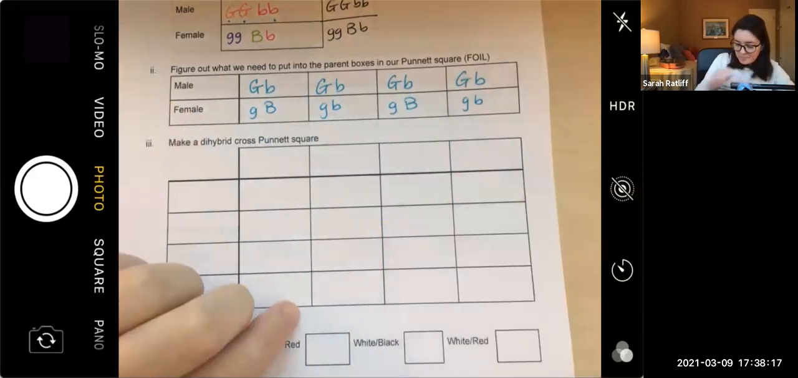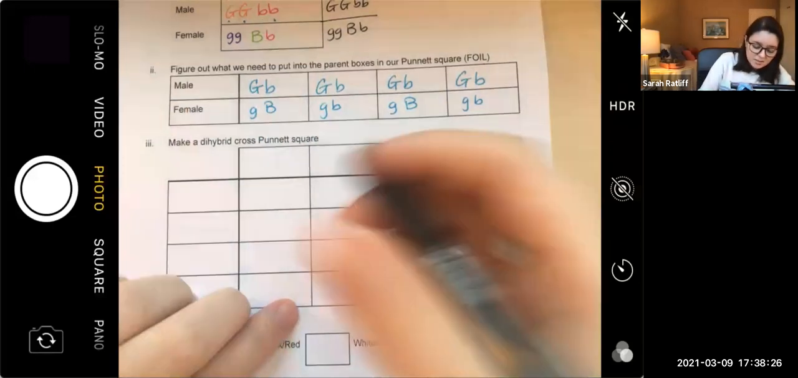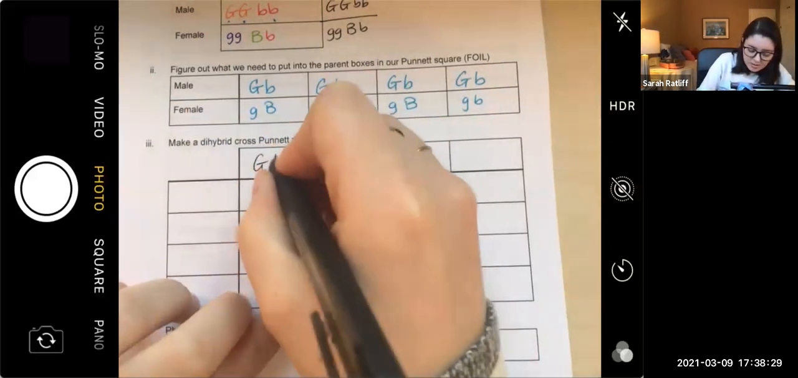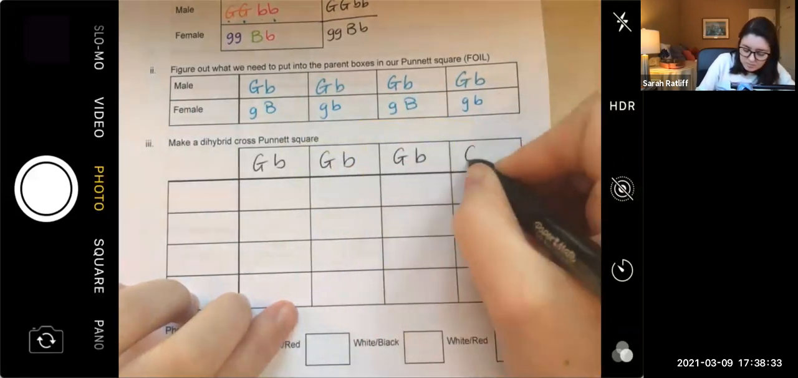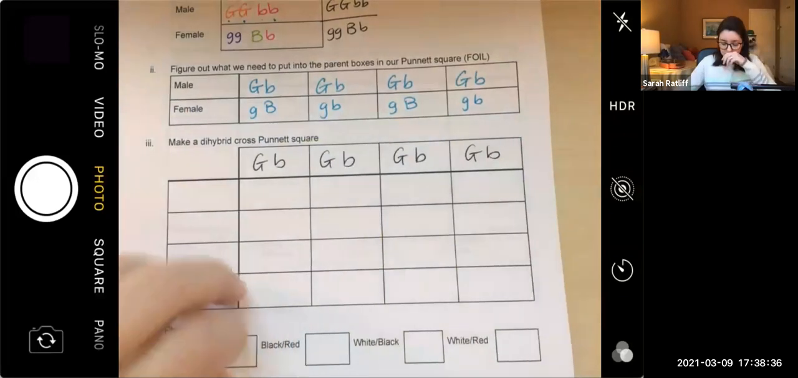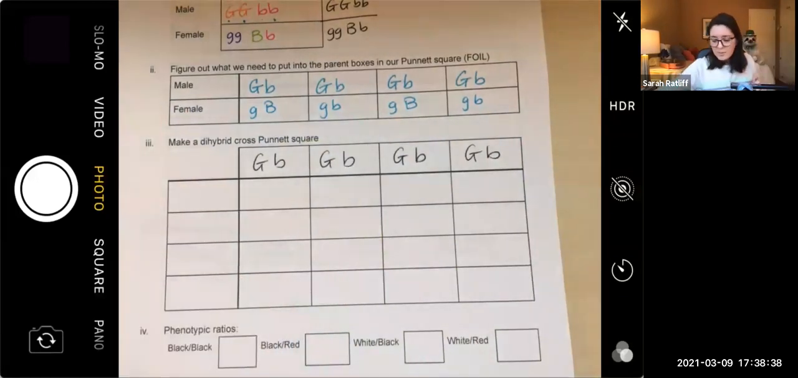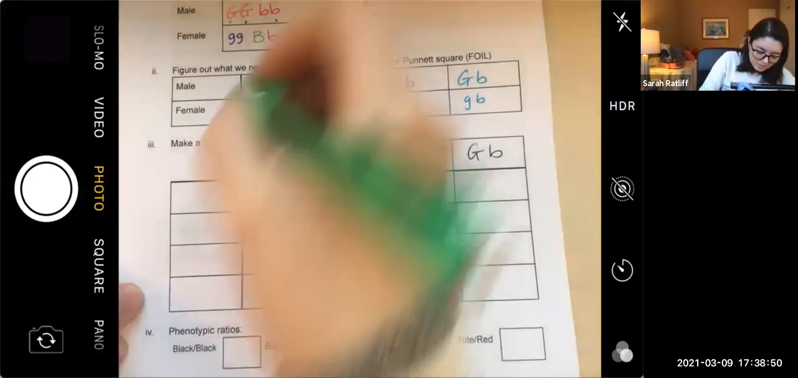Easy peasy. I'm going to use, gosh, black for the male. All right, I committed. Big G, little b, all the way across. Perfect. And for the female, let's use a new color. Let's use a dark green. How does that sound? Make sure it works. Awesome.